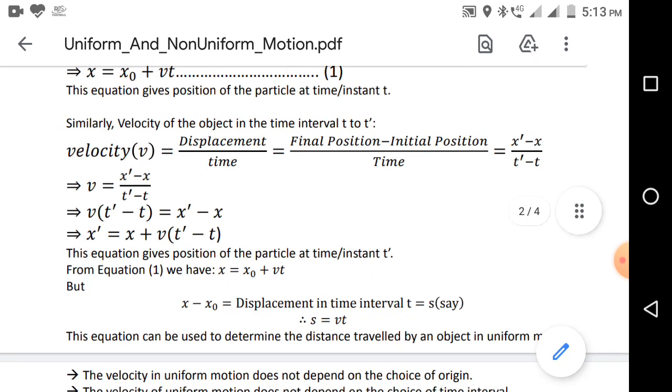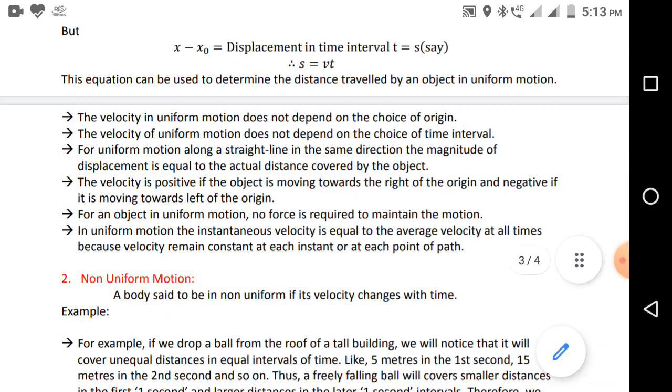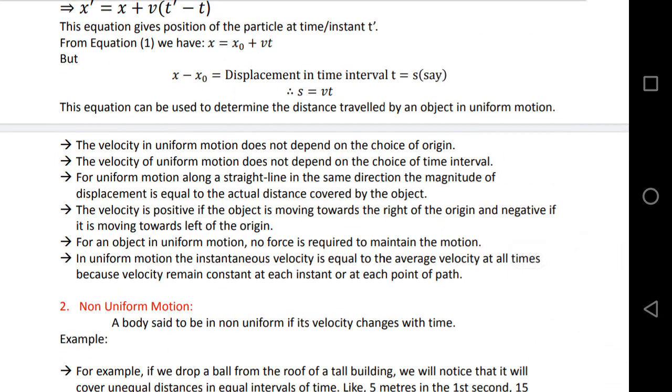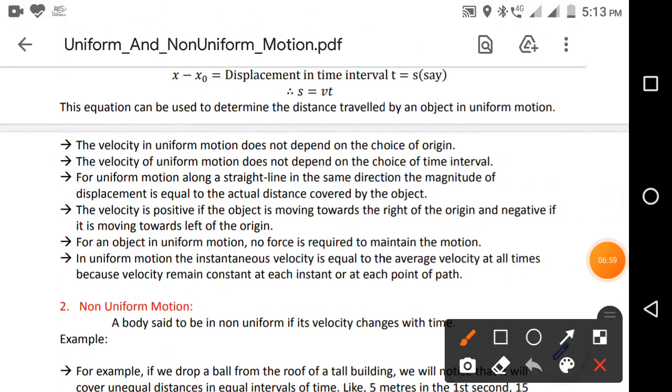Then these are some properties of uniform motion, and this is very important. You need to understand and remember everything. These six points are very important. The first point: velocity in uniform motion does not depend upon the choice of origin. It is not depending upon the choice of origin.